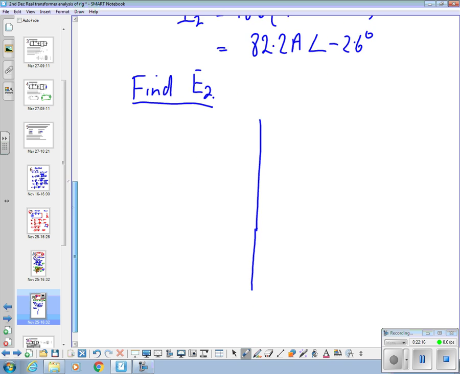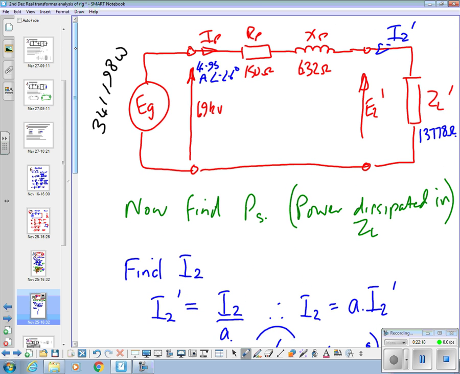Let's look at the circuit. We also now know the real I2. And we know what load we got connected on the secondary side. So how would you find out what the secondary terminal voltage is here? The real E2, not E2 dash. Would you find E2 dash first? Okay, tell me how to do that then, Luke.